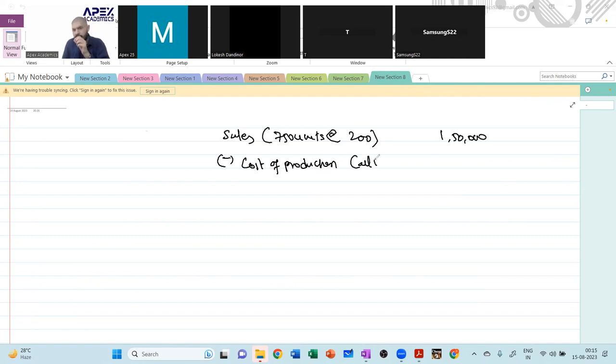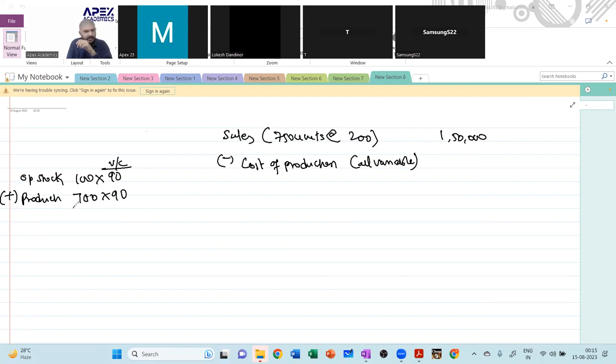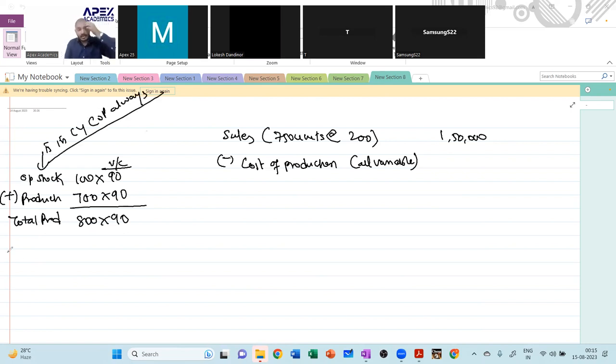Now from this, I will subtract cost of production, all variable. Opening stock is 100 units and this is your variable cost. To this, I will add production, which was 700 at the rate of 90. So I am looking at a total of 800 at the rate of 90. Please understand that opening stock is in current year's cost of production always. It was last year's closing stock, it is this year's opening stock. From this, I will subtract closing stock. My closing stock is 50.